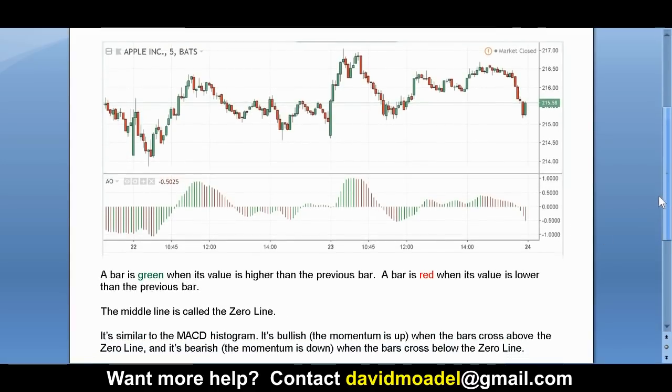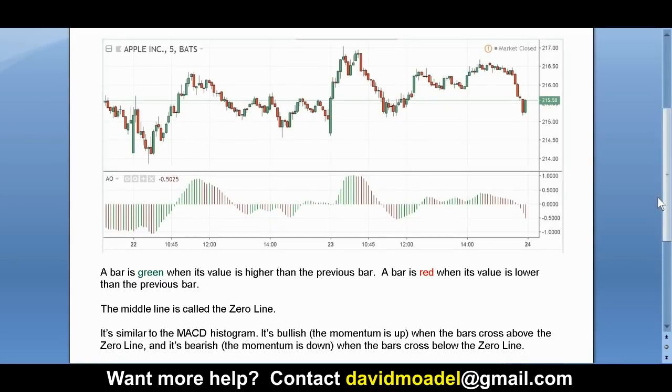So how can you use this? Well, it's really similar to the MACD histogram. And I have a video on that. It's in my playlist, which is in the description below this video. It's bullish, meaning the momentum is up, when the bars cross above the zero line. This is the zero line right here in the middle. So when it's below but then crosses above the zero line, that's an indication that the momentum is upwards, and that supposedly is a bullish sign.